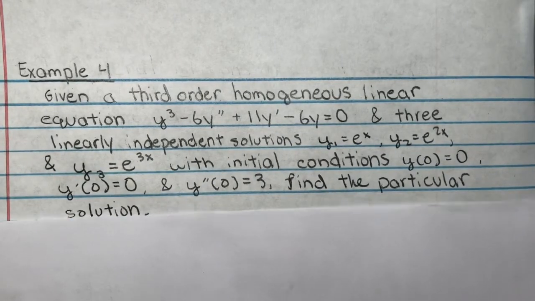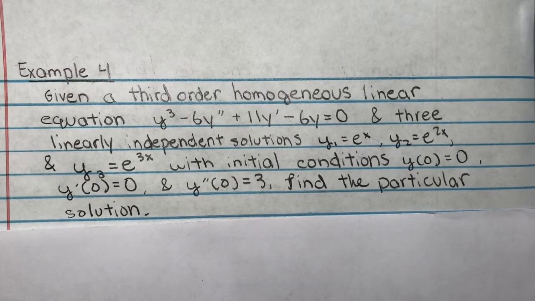Moving on to example 4, now we are going to be dealing with some initial values. Given a third order homogeneous linear equation, third derivative of y minus 6y double prime plus 11y prime minus 6y equaling 0 in 3 linearly independent solutions, y sub 1 equals e to the x, y sub 2 equals e to the 2x, and y sub 3 equal to e to the 3x, with initial conditions y of 0 equaling 0, y prime of 0 equaling 0, and y double prime of 0 equal to 3, find the particular solution.